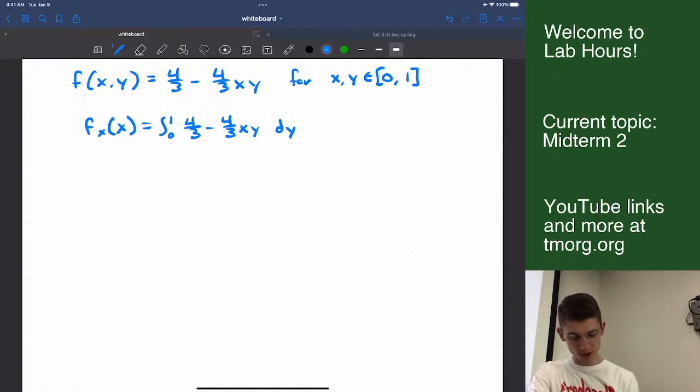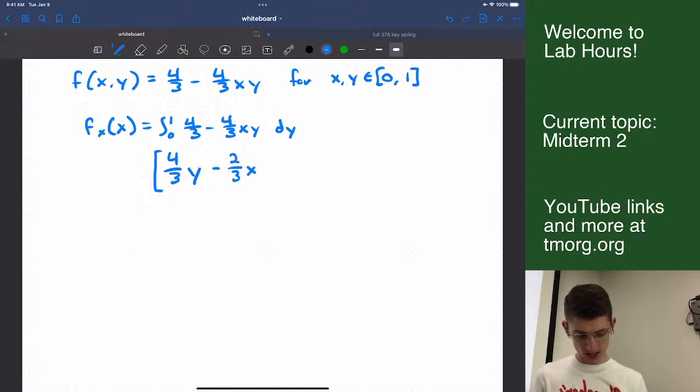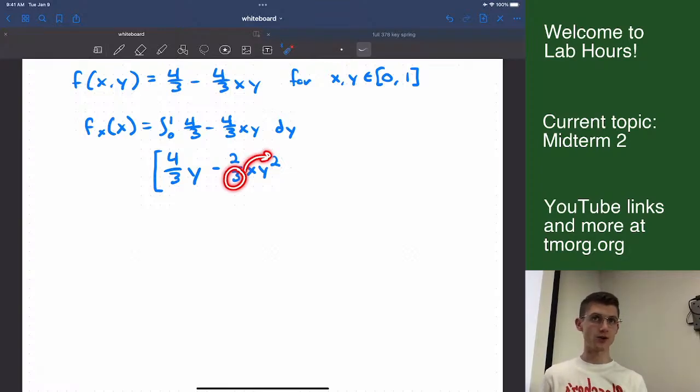So when I want to find this marginal probability, I'm going to evaluate this integral with respect to y, which means this is going to turn into 4/3 y minus 2/3 xy squared, right? Because I have to pull a 2 out from the denominator to put it back on the y squared. You remember how to do the integrals.